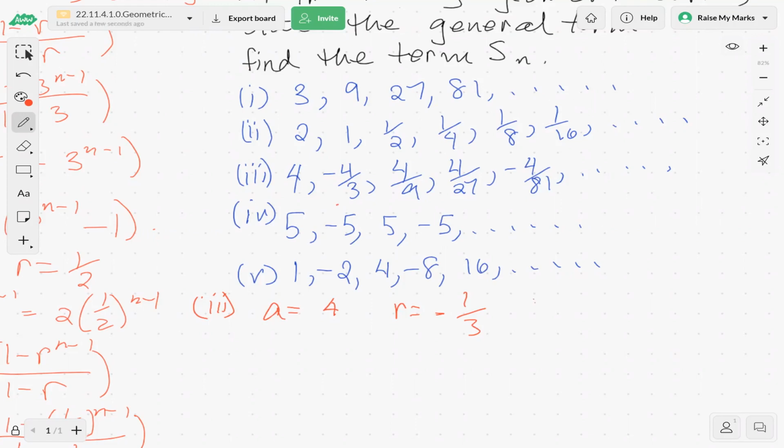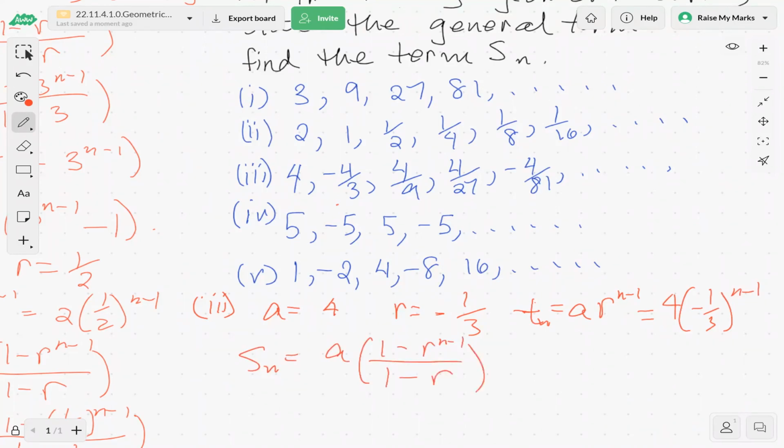Okay, so now Tn equals a times r to the n minus 1. Let's plug everything in. We get 4 times negative 1/3 raised to the power n minus 1. Okay, good. Now Sn, the sum of the first n terms. Again, we just plug into our formula, and let's see what happens. A is 4. R is negative 1 over 3.